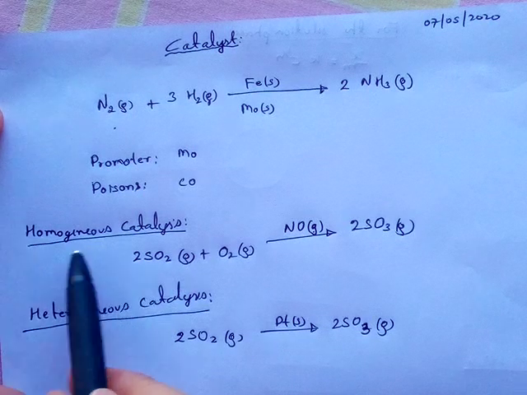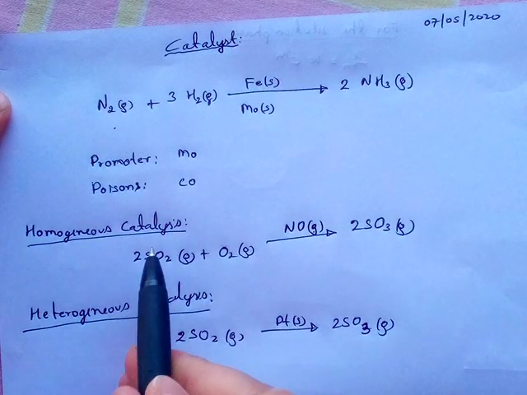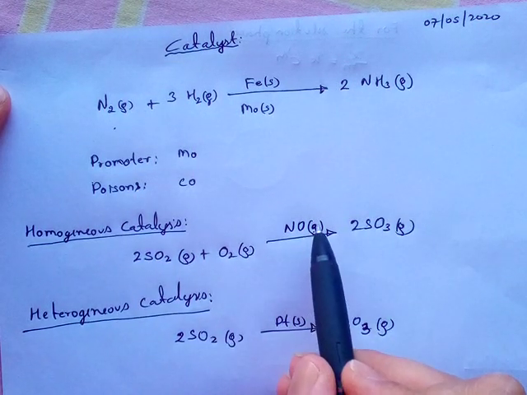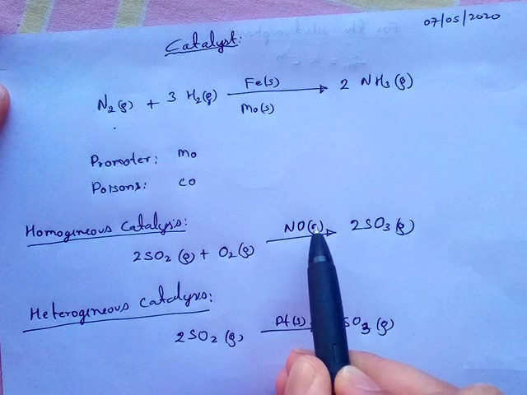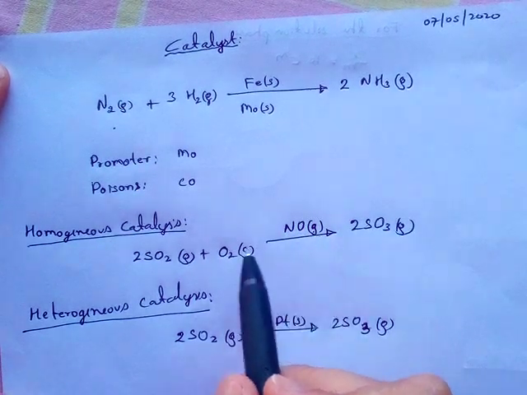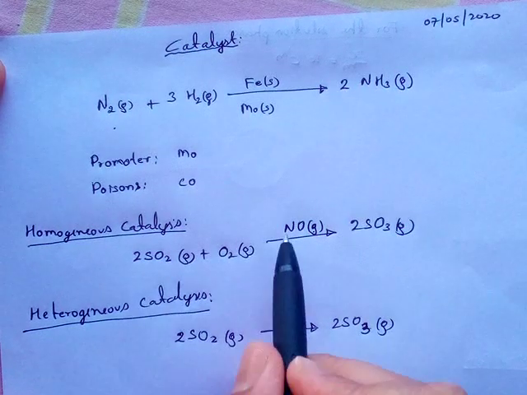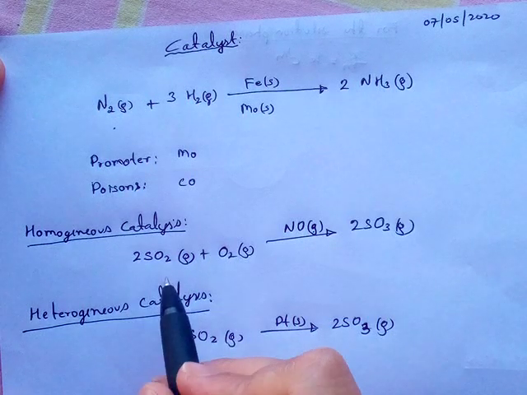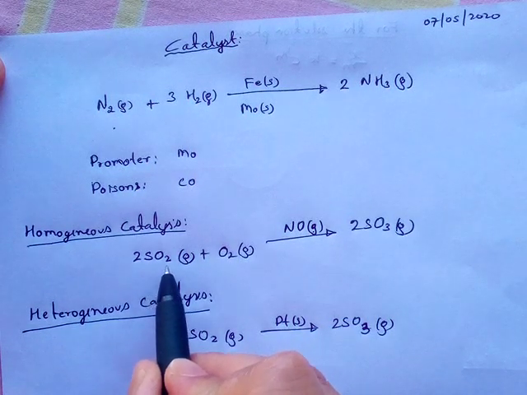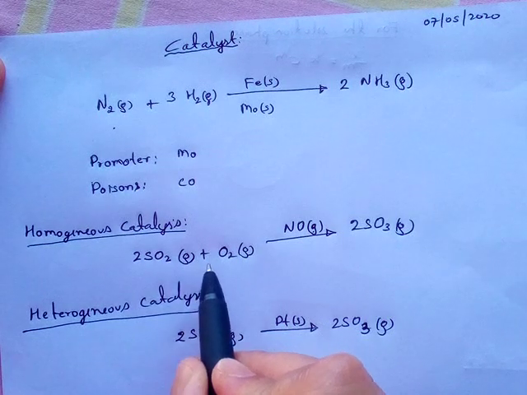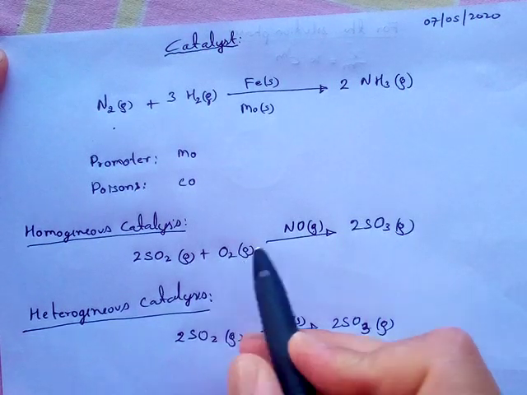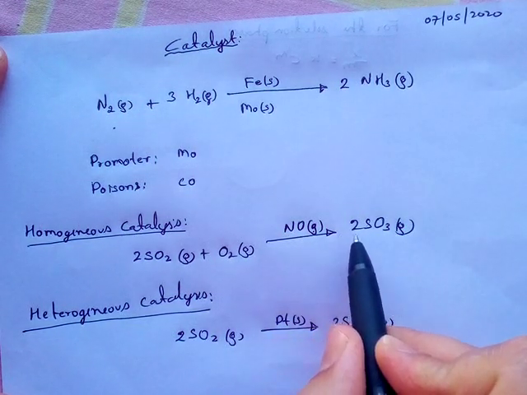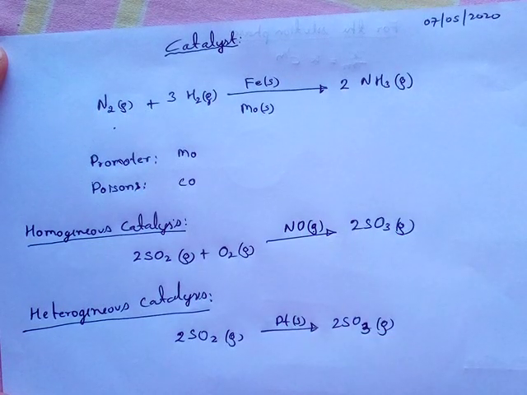Now we'll look into the homogeneous catalyst. A homogeneous catalyst reaction is a reaction in which the state of the catalyst is the same as the state of the reactant. Okay, so here you can see one example. Two molecules of sulfur dioxide, which is in gas state, react with one molecule of oxygen gas in the presence of oxides of nitrogen to give two molecules of sulfur trioxide gas.